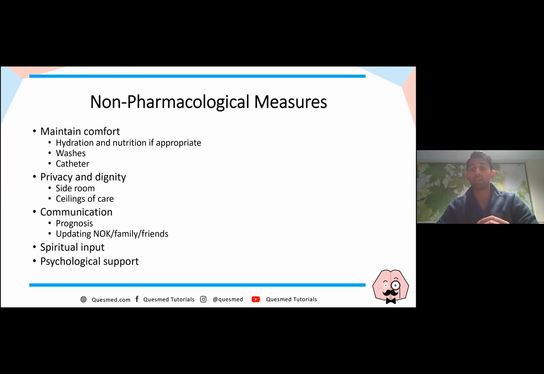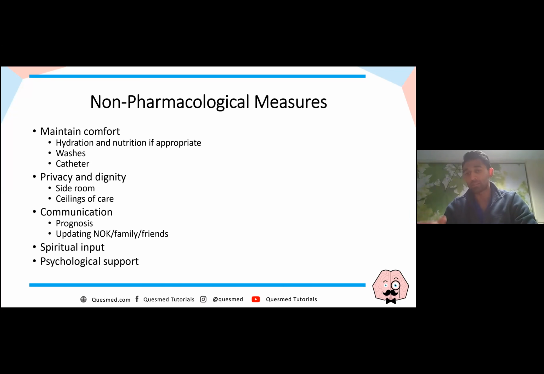Regular washes. Some patients, if they're unable to move or control their bladder, will have catheters. Side rooms are just humane. And having early conversations about ceilings of care, prognosis, and potential discharge destinations like nursing homes or hospices are really important.